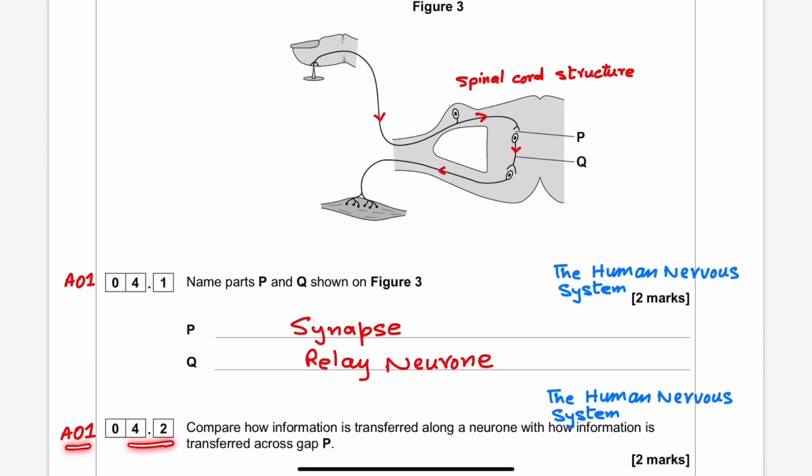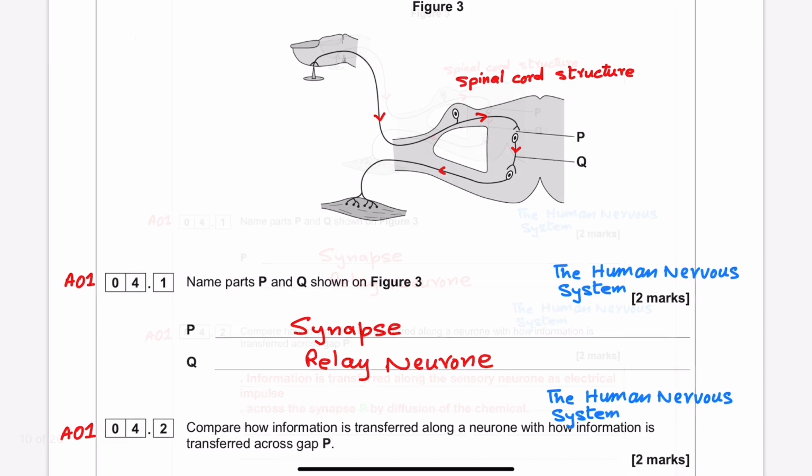4.2 is an AO1 question. Compare how information is transferred along a neuron with how information is transferred across the gap P. We want to know how the information travels along the neuron and how it jumps across the gap P. The information travels along the sensory neuron in the form of electric impulses. When the information reaches the end of the neuron, it secretes chemicals, and the chemicals travel through the gap and reach the relay neuron.